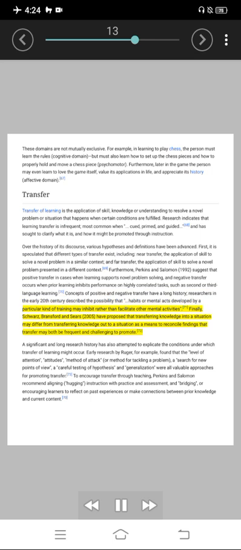71. Finally, Schwartz, Bransford and Sears 2005 have proposed that transferring knowledge into a situation may differ from transferring knowledge out to a situation, as a means to reconcile findings that transfer may both be frequent and challenging to promote.